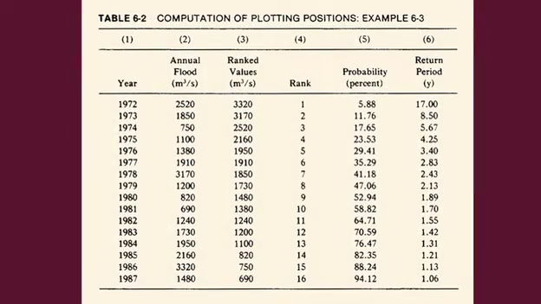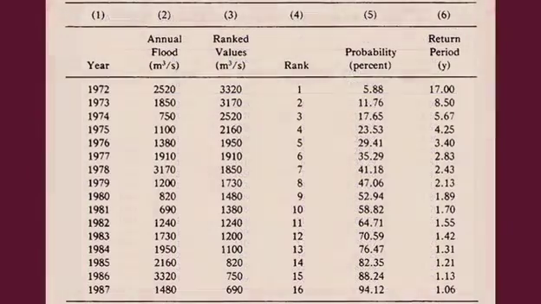The computation of plotting positions is shown in this table. Column 1 shows the N years in the data series. Column 2 shows the flood values corresponding to each year. Column 3 shows the flood values ranked in descending order. Column 4 shows the rank of the values shown in column 3. Column 5 shows the probability in percent calculated with the Weibull formula. Column 6 shows the return period in years calculated with the Weibull formula.